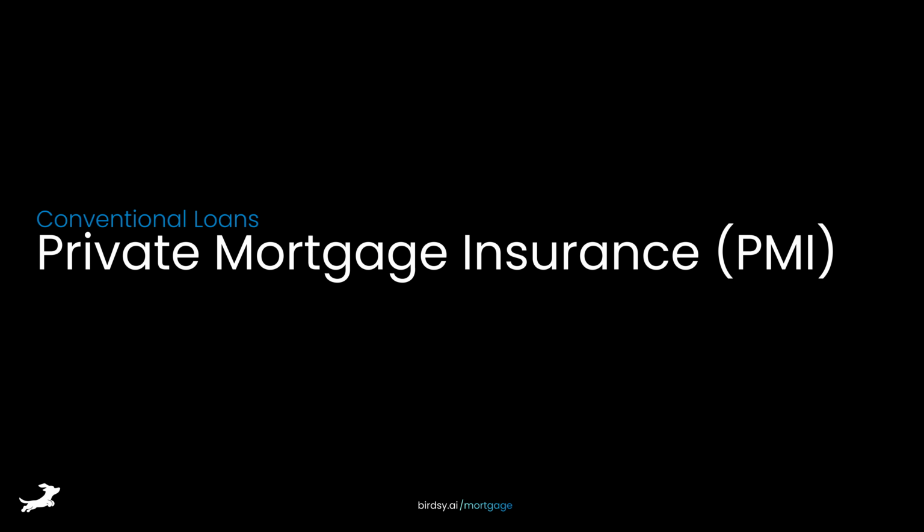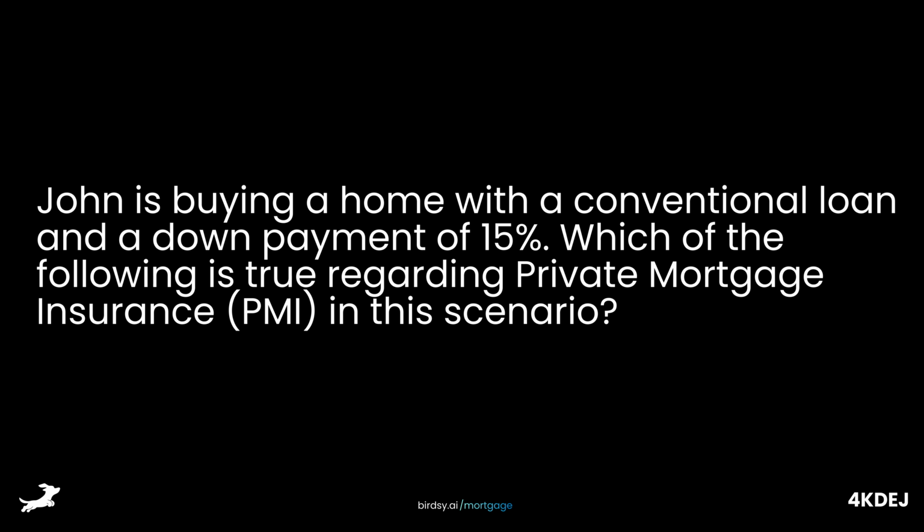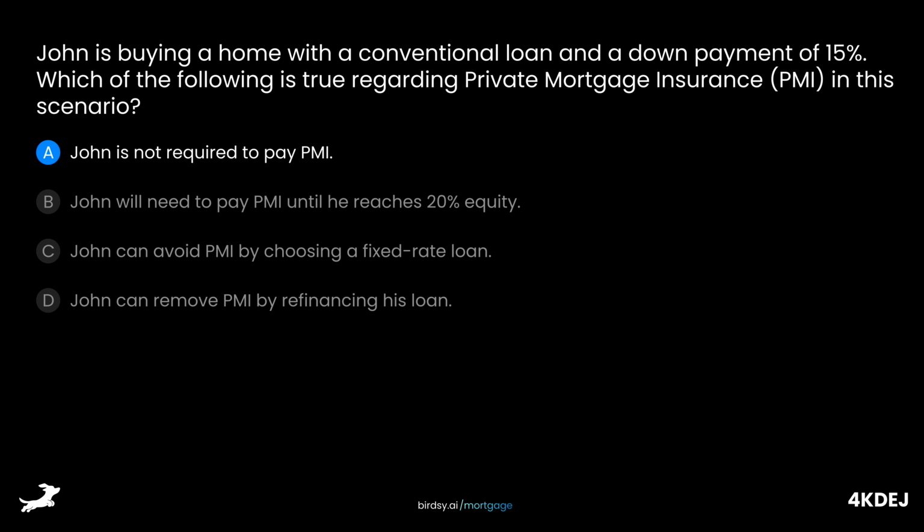Private mortgage insurance. John is buying a home with a conventional loan and a down payment of 15%. Which of the following is true regarding private mortgage insurance in this scenario? Is it A, John is not required to pay PMI, B, John will need to pay PMI until he reaches 20% equity, C, John can avoid PMI by choosing a fixed-rate loan, or D, John can remove PMI by refinancing his loan? The answer is B, John will need to pay PMI until he reaches 20% equity.